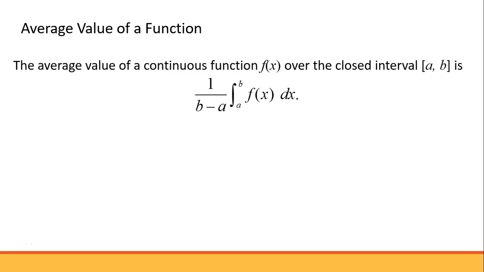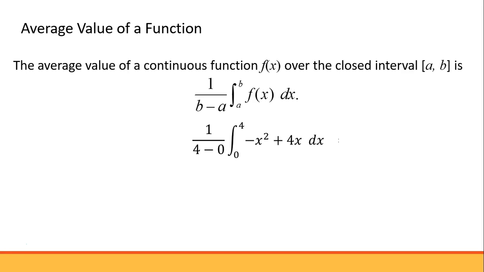So here's how we find average value of a function. If we have a continuous function and we're looking at some closed interval, in the case of what we were just looking at, we were looking at that function from where x is 0 to where x is 4. Then the average value, the average of all the y-coordinates of the points along that graph, is 1 over b minus a times the integral from a to b of f of x.